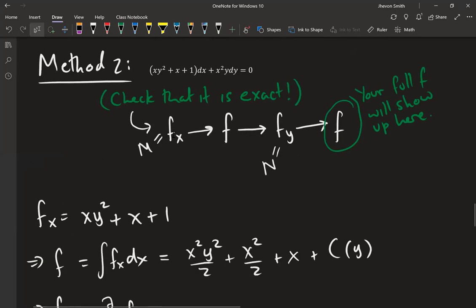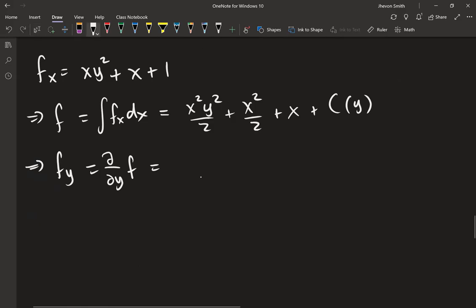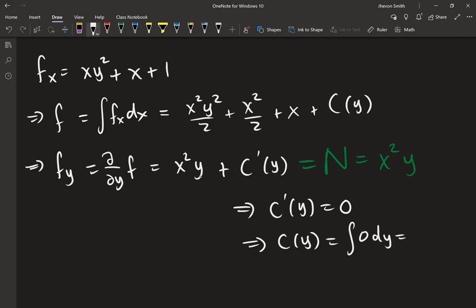Then I'm going to differentiate to get to y. This is the partial with respect to y of the f above. So I started with f sub x, integrated to get to f, and now I differentiate to get to y. So I'm doing both integrals and derivatives in this process. I differentiate the above line and I get x squared y plus C prime of y, and I know that this is equal to N. And my N is just x squared y. So this tells me that C prime of y must be zero, which means C of y is just the integral of zero, which is just some constant, right? That doesn't depend on either variable. It's literally just a number.